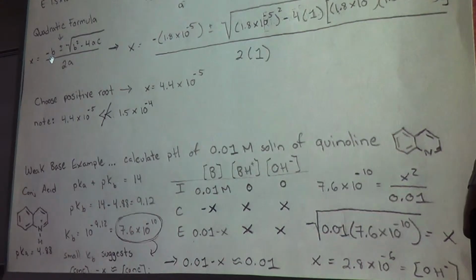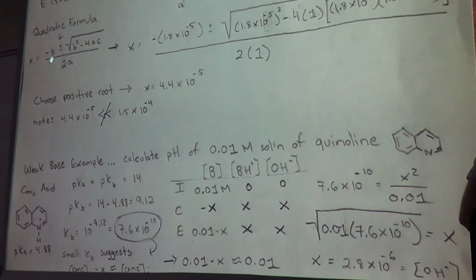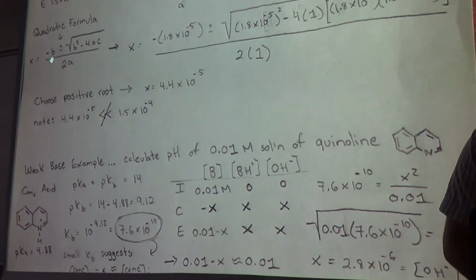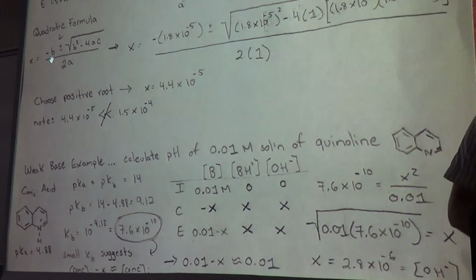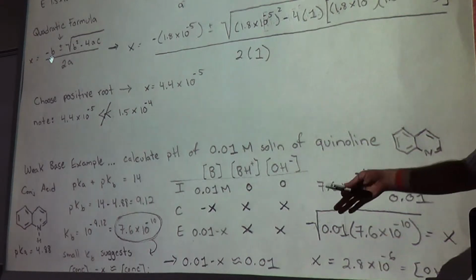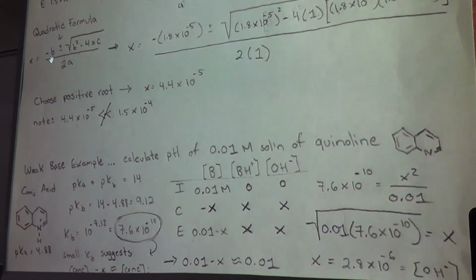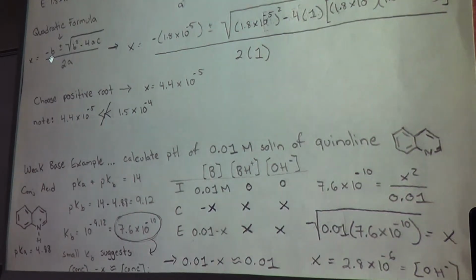And so we end up determining that we've got a concentration of 4.4 times 10 to the negative 5. You can take the negative log of that and it'll give you the pH of the solution. I meant to do that, but I was writing my notes fast and I didn't finish the problem.